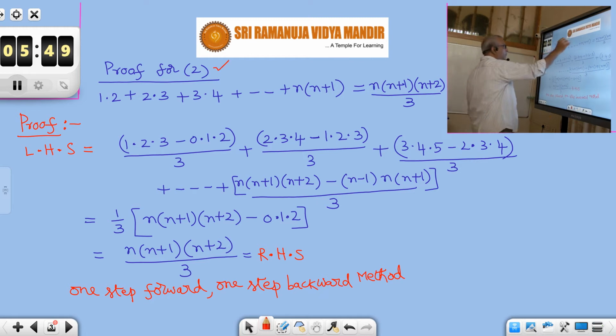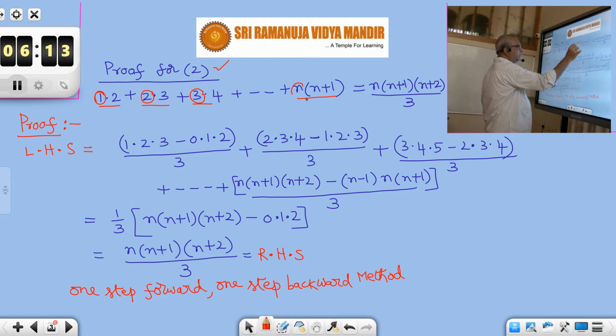Proof for 1 into 2 plus 2 into 3 plus 3 into 4, so on up to n terms means the last term will be n into n plus 1. Because every term is a product of two factors. Is it not? The first factors are 1, 2, 3. So in the nth term it will be n.